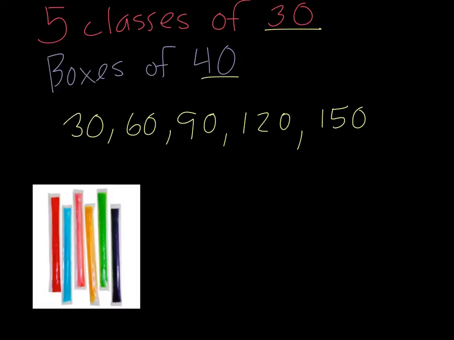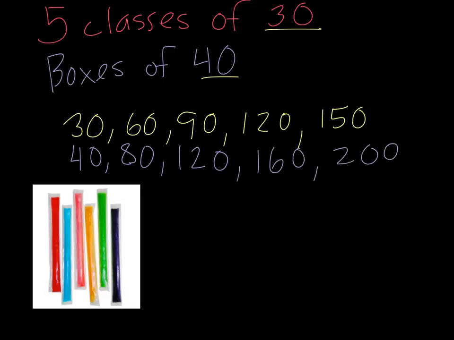I want to go as close to that as I can without going under. It's not Price is Right. I can go over. I can have a few too many. I don't want to leave anybody out. So let's count my boxes of 40 and let's see what we can find. So 40, 80, 120, 160, 200. Now this is a little bit tricky because the lowest common multiple between these is 120.